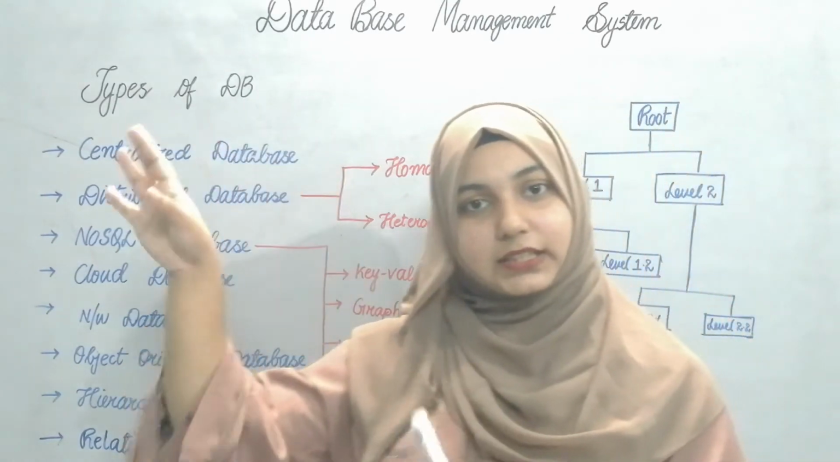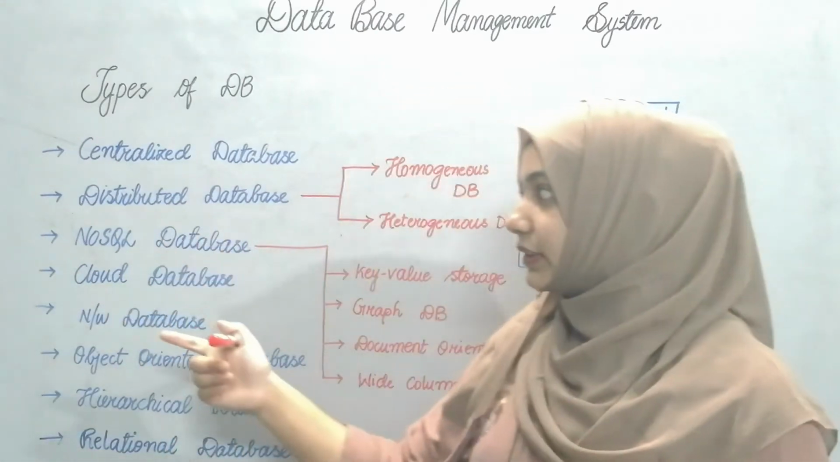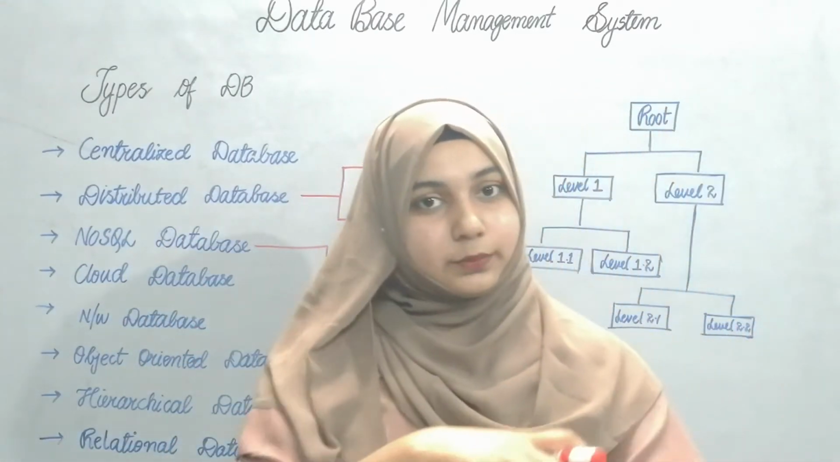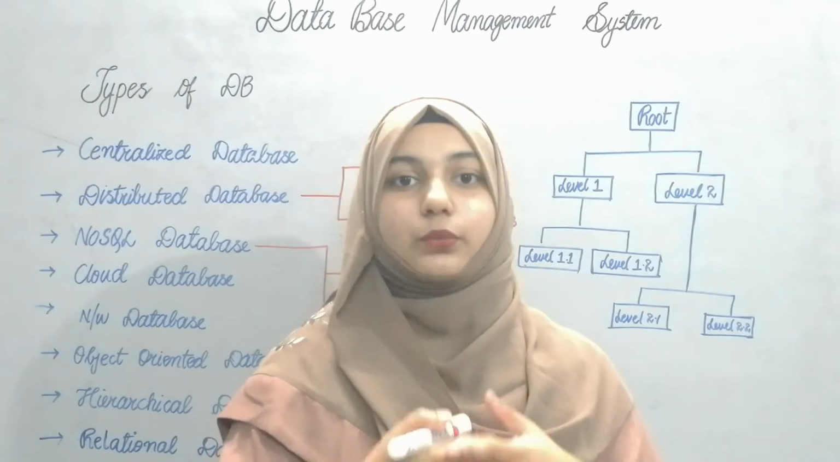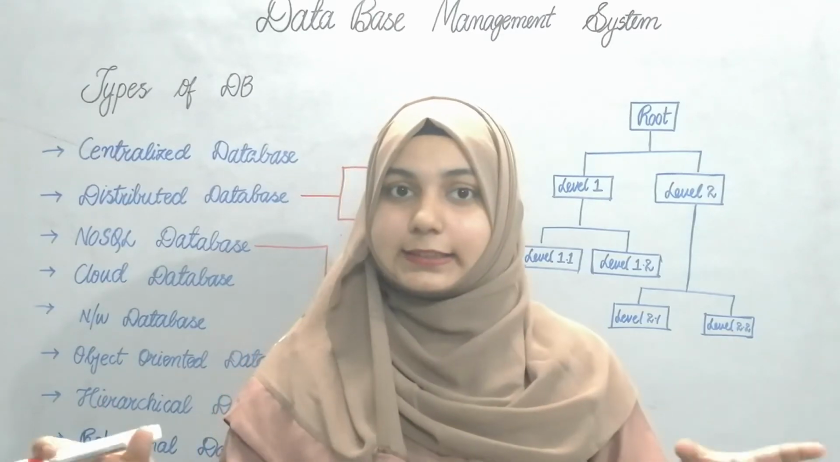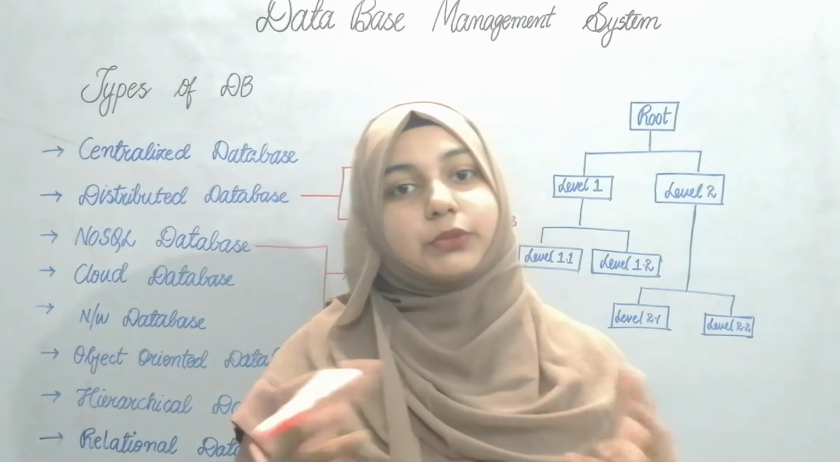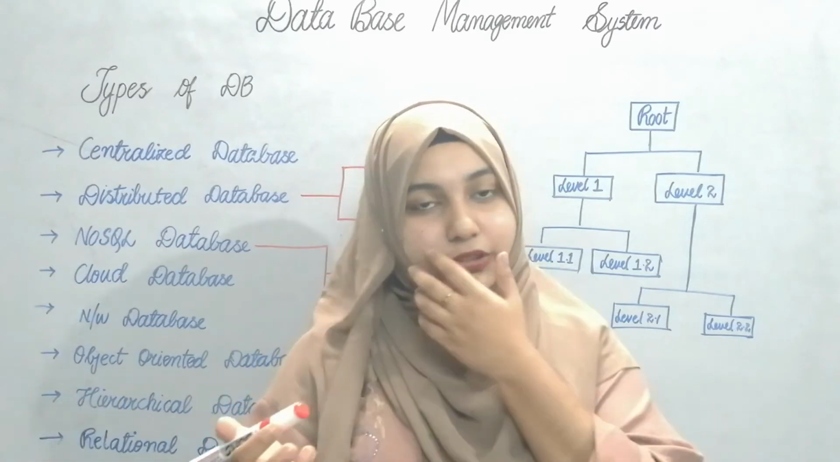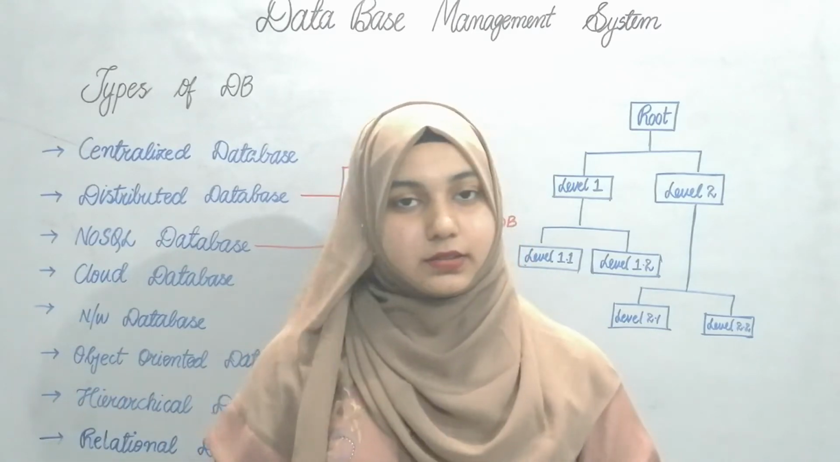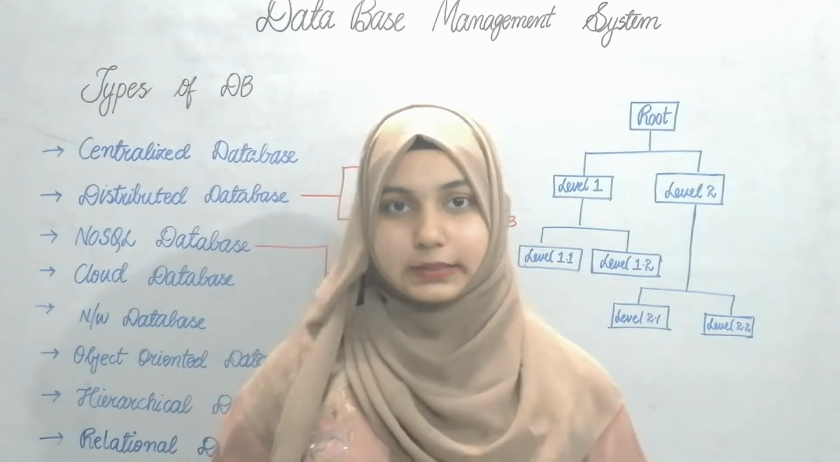In centralized, your data is lying in one place. But in distributed, your data is scattered in different systems. Okay? Your data is scattered in various systems, and these systems are connected with each other via communication links or networks, you can say. The systems are connected with each other, and your data is spread across these systems.